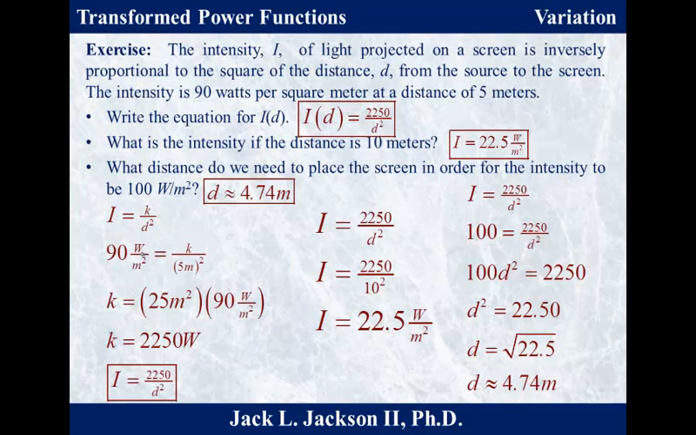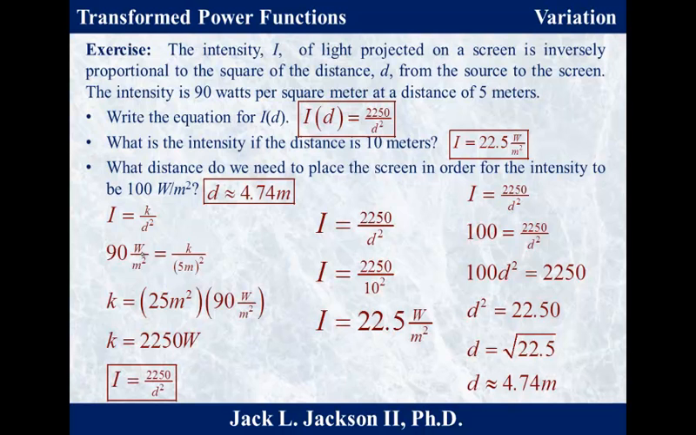Okay, so now that we have the formula, if we want to know the intensity when the distance is 10 meters, we just plug in 10 meters and we get watts per square meter for our intensity. I'm going to leave out the units for a second and put d as 10. 10 squared is 100. Divide 2,250 by 100, you get 22.5. And so the intensity is 22.5 watts per square meter.